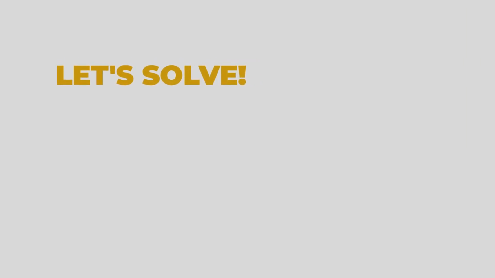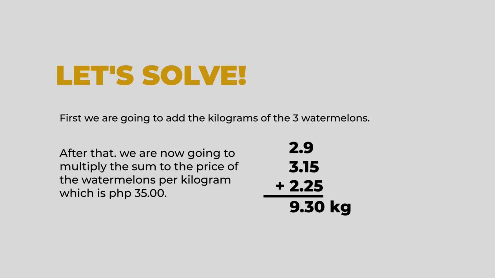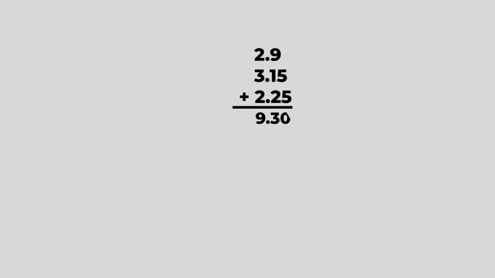Okay, let's solve. First, we are going to add the kilograms of the 3 watermelons. 2.9 plus 3.15 plus 3.25. That is equal to 9.30. After that, we are now going to multiply the sum by the price of the watermelon per kilogram, which is 35 pesos. 9.30 times 35.